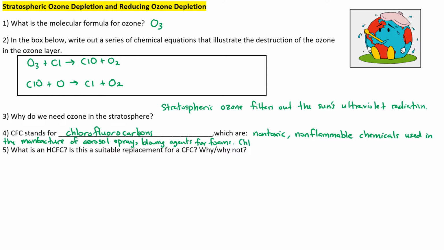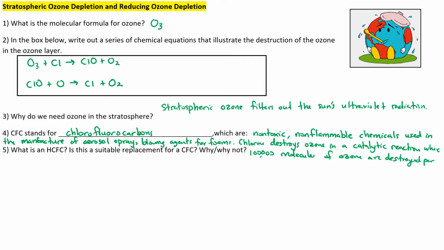so chlorine destroys ozone in a catalytic reaction where 100,000 molecules of ozone are destroyed per one chlorine atom.